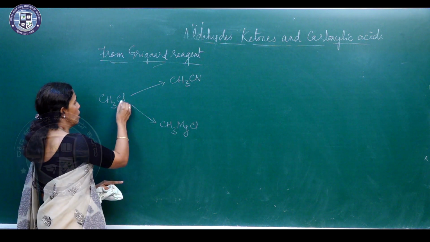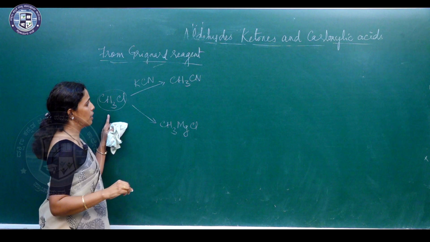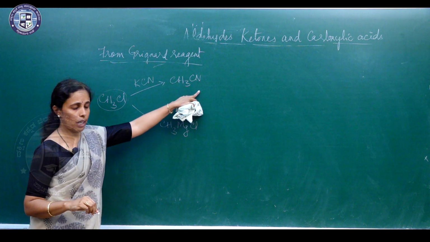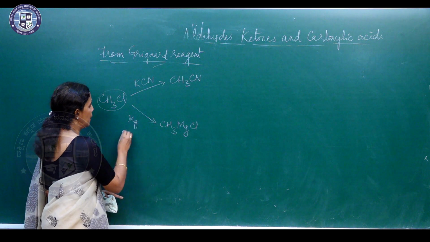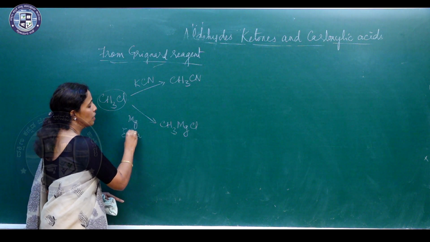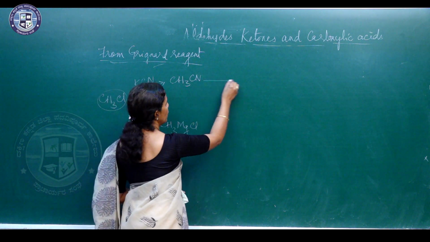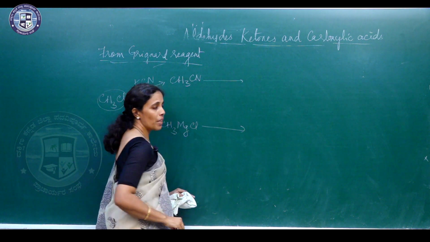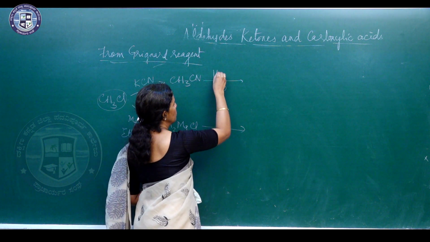Suppose we have taken methyl chloride, we treat it with potassium cyanide, so then we get methyl cyanide. If we treat it with magnesium in dry ether, then we will get methyl magnesium chloride. Then again you can subject them to hydrolysis in presence of an acid or a base.